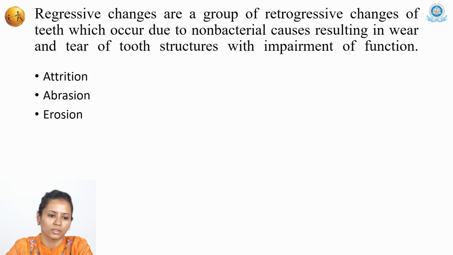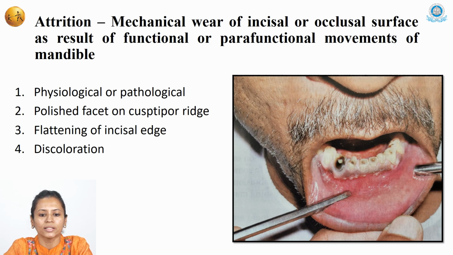The very first one, attrition. This is mechanical wearing away of the incisal or occlusal surface as a result of functional or parafunctional movements of the mandible. So what we mean by this is, this wearing away of the tooth structure could be physiological, that is because of age or because of a certain mandibular intercuspation of the patient, or pathological.